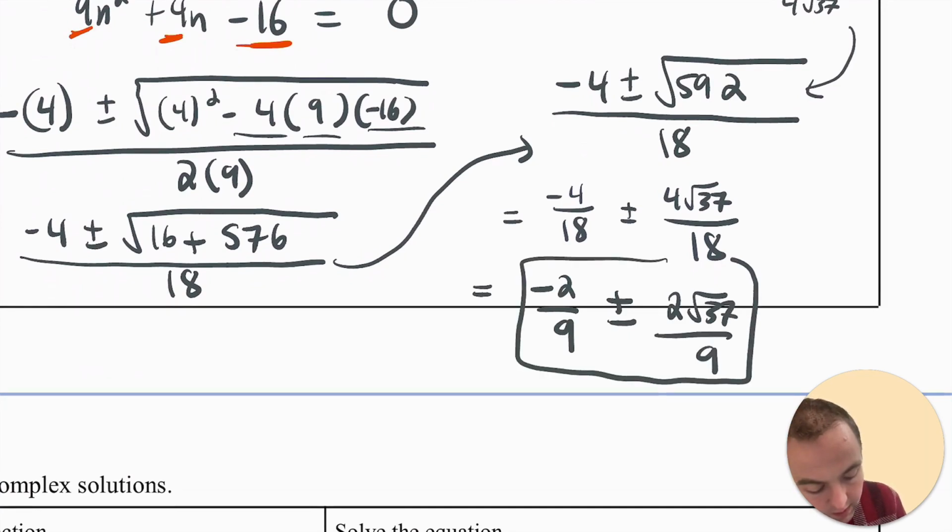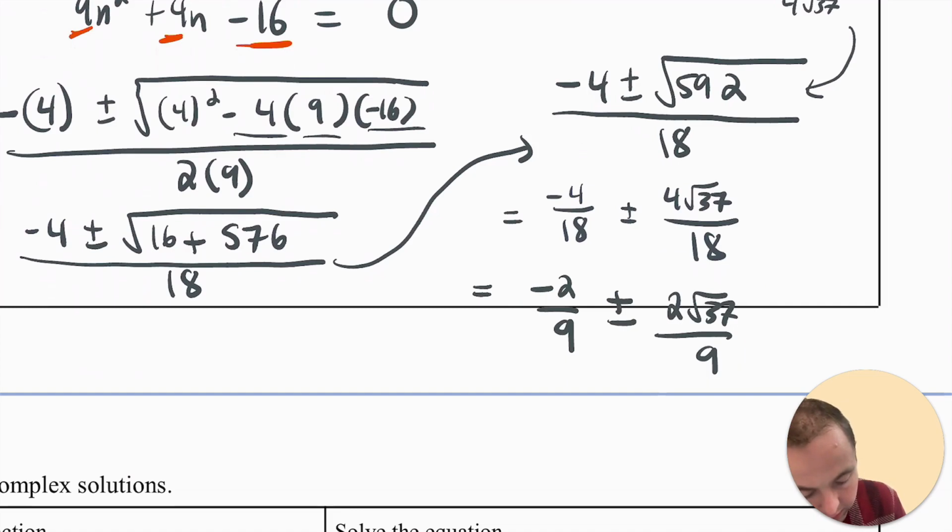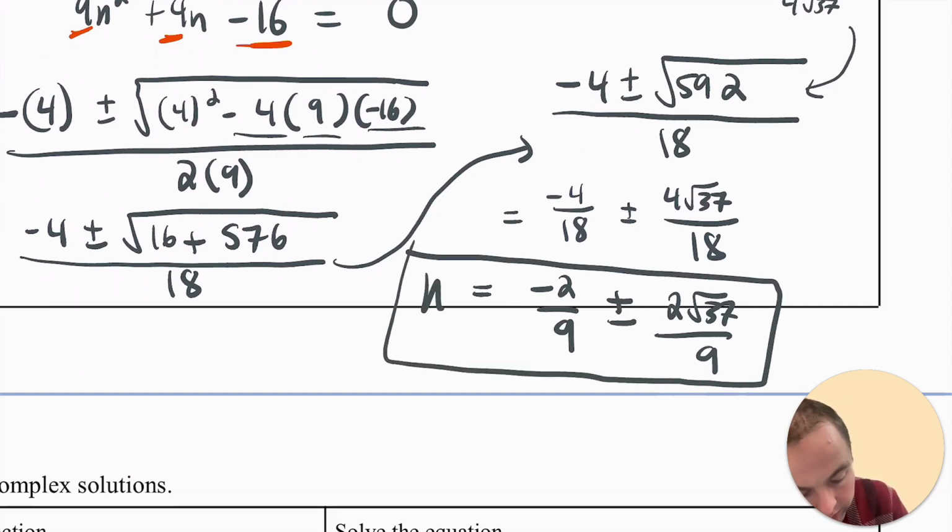And that right there gives you the solutions for n in this one. So I'll put n equals that. So that gets the solution solved for there in terms of exact solutions right there.